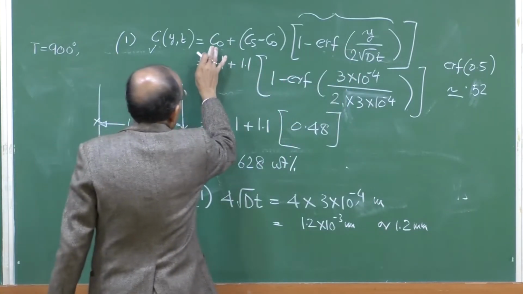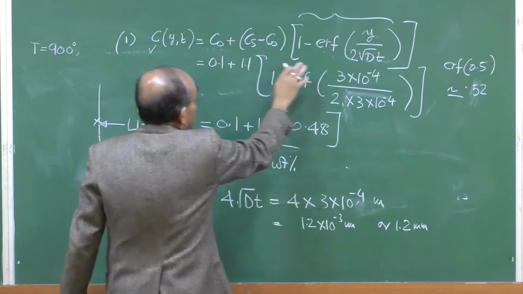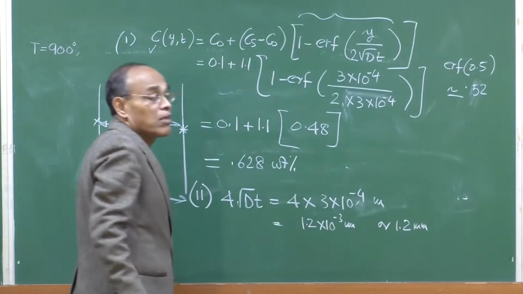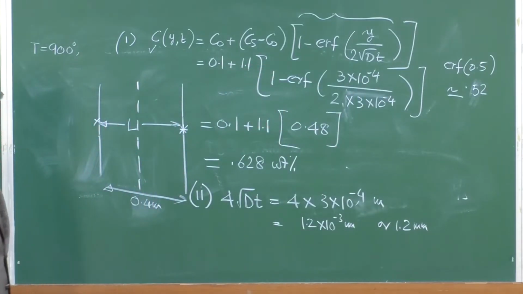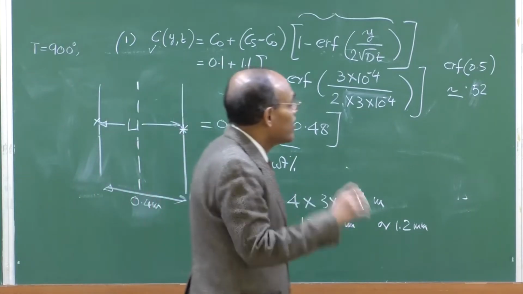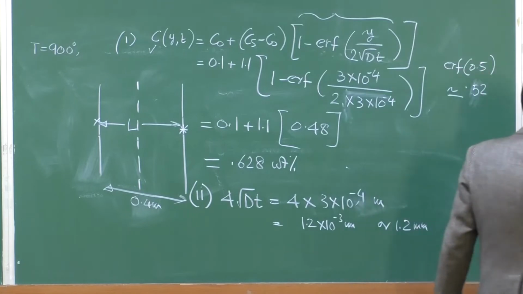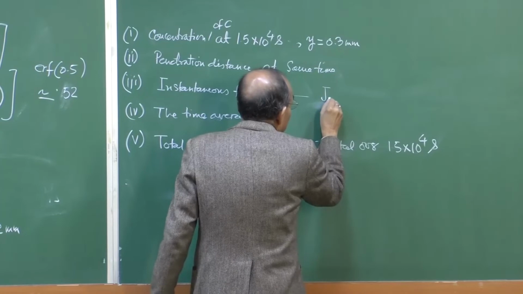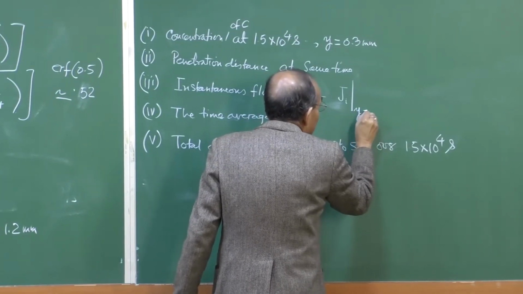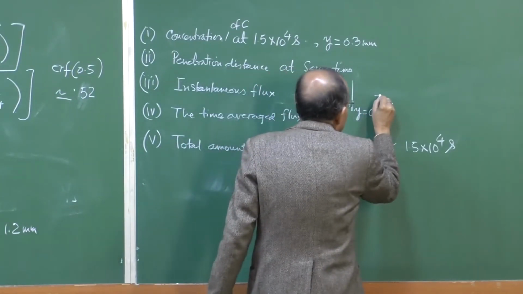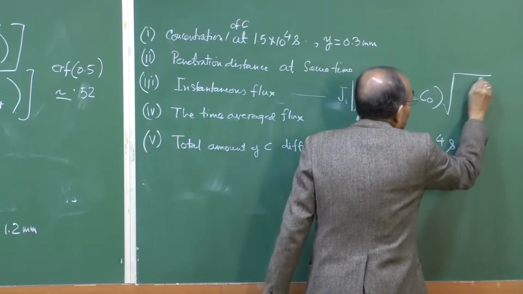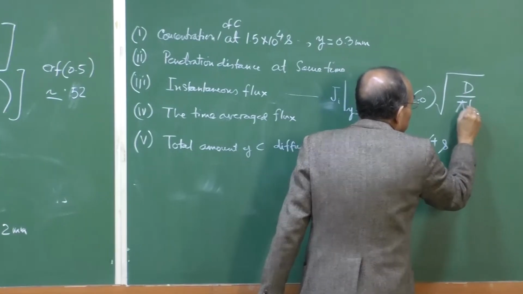Because this is going to be 0, this will come out of the differential coefficient, and then you are going to have minus error function, differential coefficient of error function y over 2 square root Dt with respect to y. How you differentiate, I am not going to show you that differentiation, that is done in the lecture itself. If you do the differentiation and substitute the surface condition, that is the flux at y is equal to 0, which is the surface, this comes out to be Cs minus C0 into square root D divided by pi t.